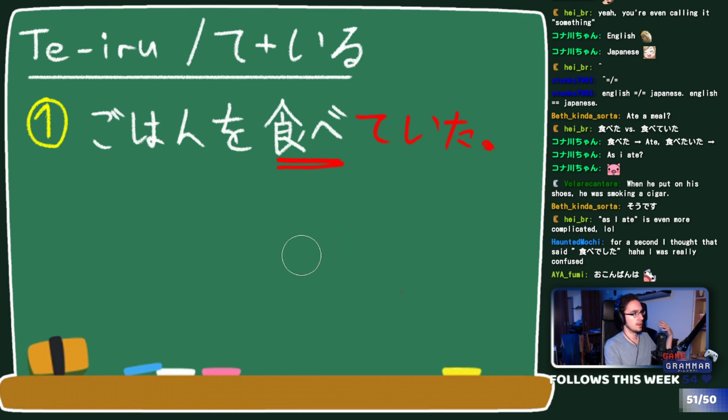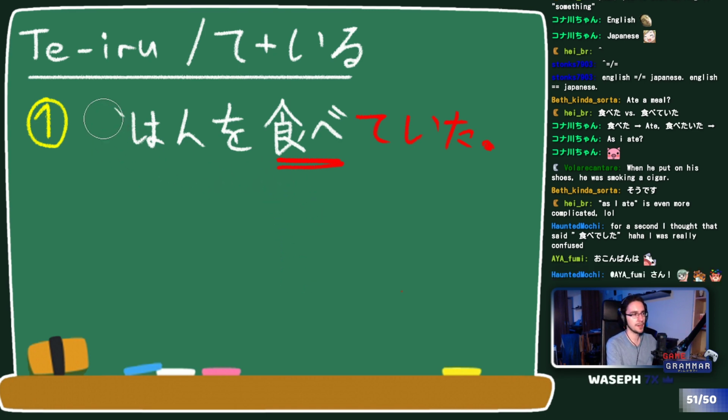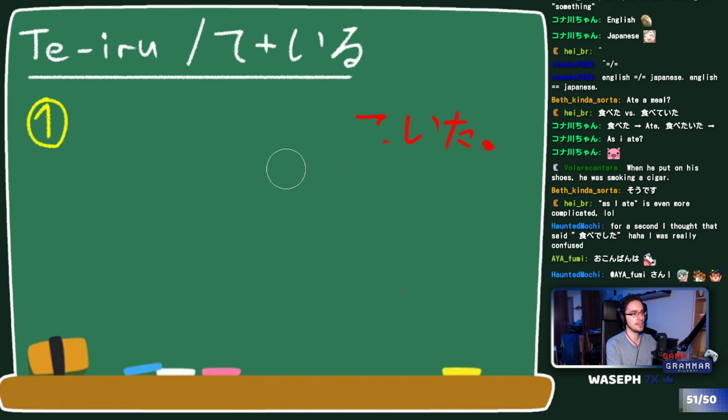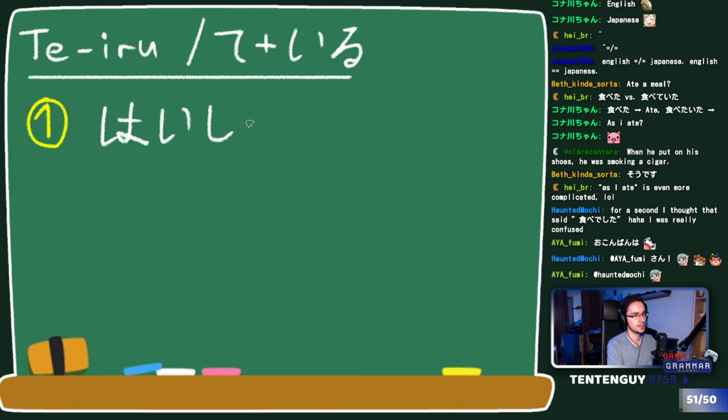Now, we can look at some other examples. For example, what would be another one? Miru is a good one, right? So we can say something like 配信を見ている. Right? So 配信 means stream, like stream or broadcast. 配信を見ている.